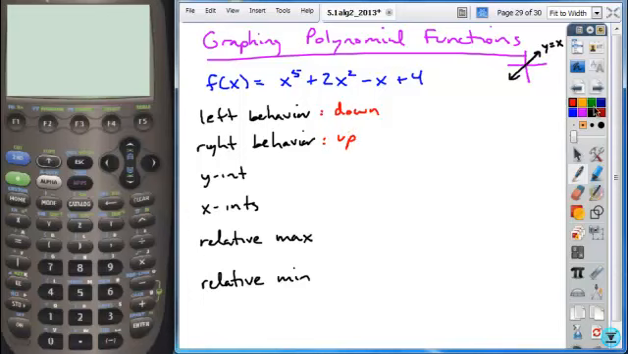If it had been an even graph, the easiest one that you can have would be y equals x squared. And so you would know if it was an even graph, the left and right behavior is up.